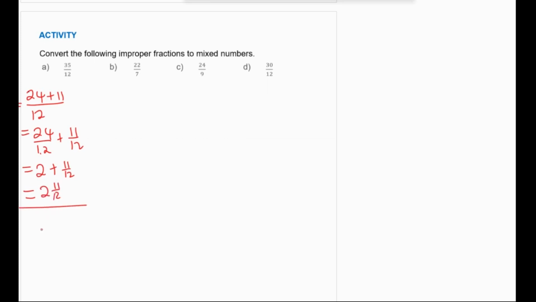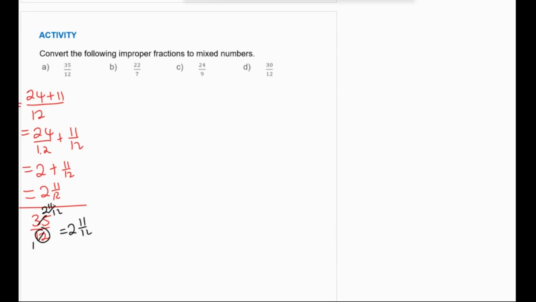Or the shorter method, you just say 35 divided by 12. You can say 12 into 12, 1. 12 into 35 is 2, remainder 11. And then our denominator is 12, like that. And we get to 2 and 11 over 12.